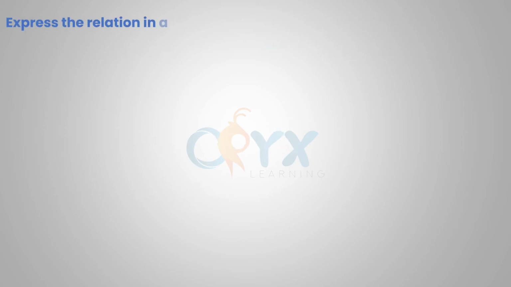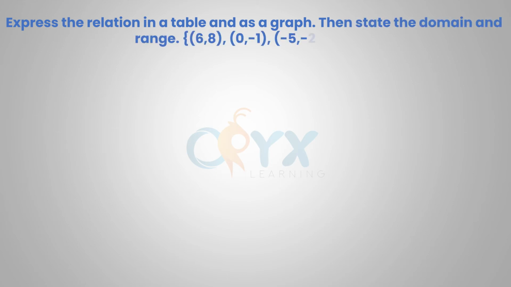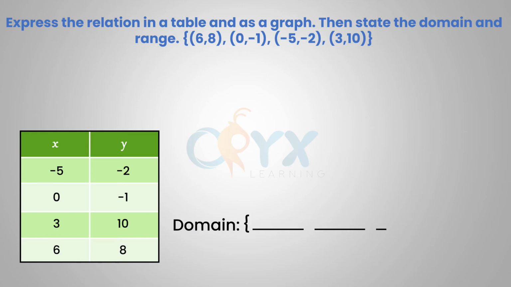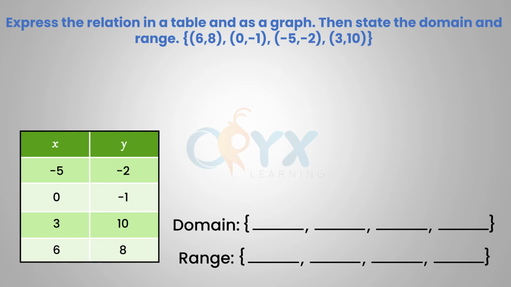Express the relation in the table as a graph. Then state the domain and range of (6, 8), (0, -1), (-5, -2), and (3, 10). Creating the table, I'll list the x values and the y values, and I'm going to put the points in order by their x value. So the smallest x value is -5, so that would be the point (-5, -2). Then I'm going to go to an x value of 0, which is the point (0, -1), and then 3 for the point (3, 10), and then 6 for the point (6, 8).